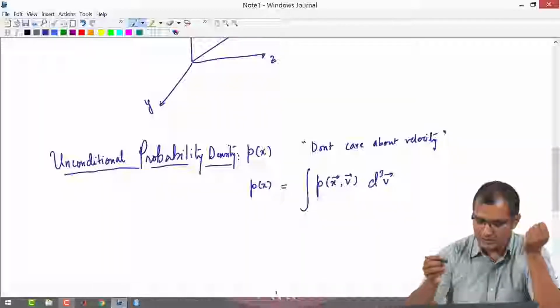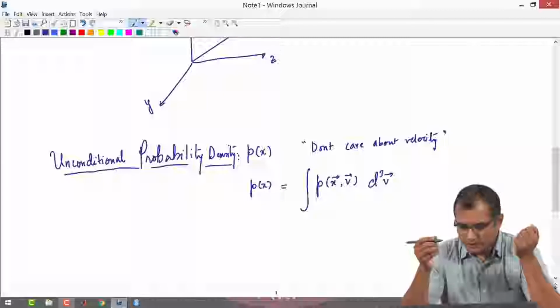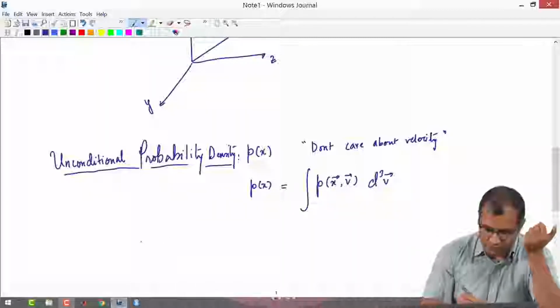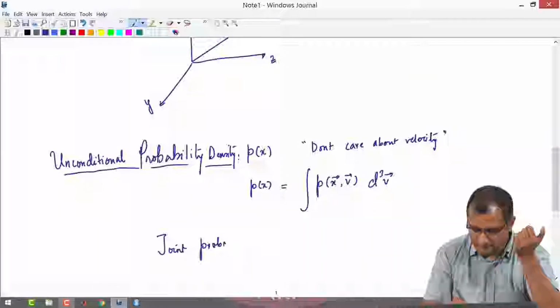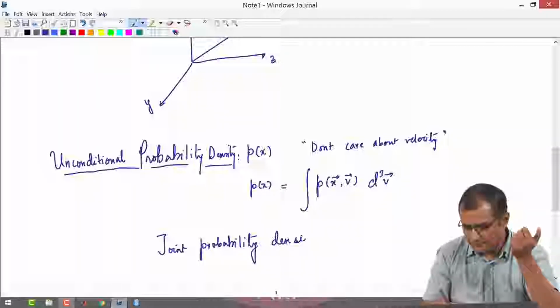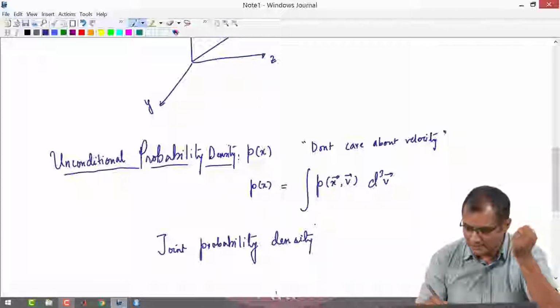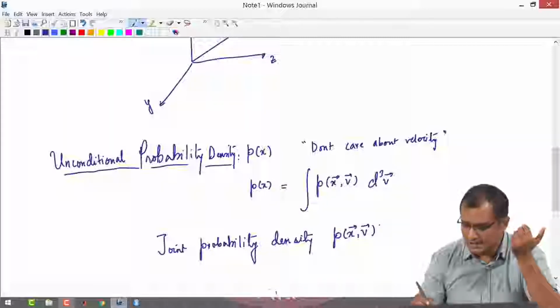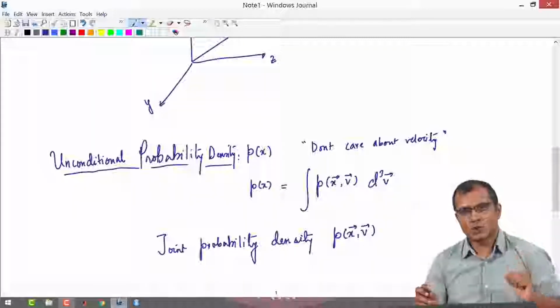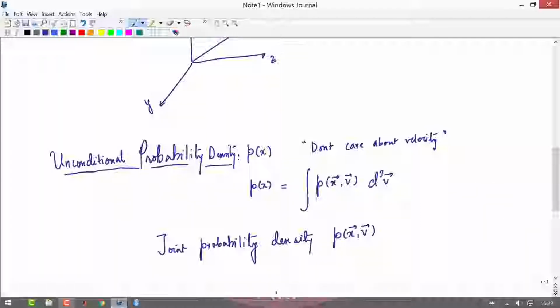Okay, so now this means that my total probability, or the joint probability density, must be normalized. I am going to call this the joint probability density, and it has dimensions of 1 upon x cubed into 1 upon v cubed. So it has the dimensions of 1 upon length cubed into 1 upon velocity cubed, some velocity scale cubed.